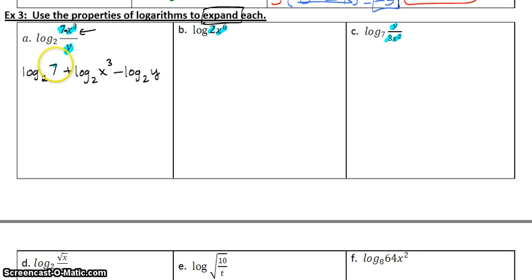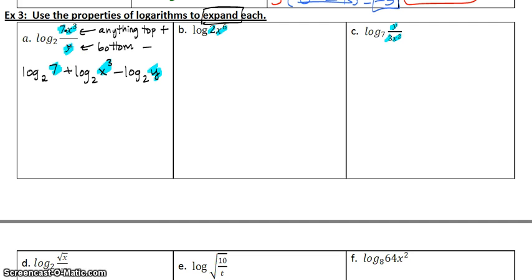Now notice, this is what I meant when I said each one of these pieces to start off with gets its own log, and the 2 just sticks with the log, so don't worry about the base. And here's a shortcut. When I'm expanding, anything on top is positive. Anything on bottom is going to be negative, and I'll say more about that later, but the reason is because of the quotient property. In the property I only showed you one thing on bottom, but if I had more things on bottom, all of them would be negative.